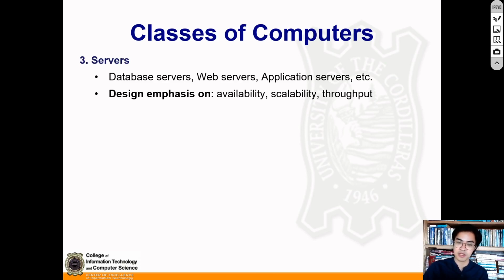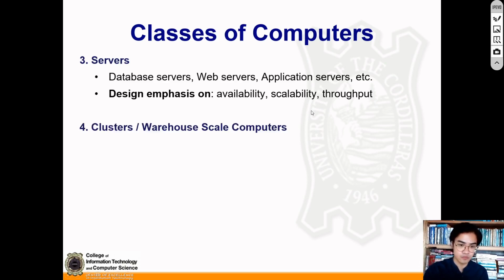So that's scalability. When they design servers, they consider algorithms to manage that. And of course, throughput, the amount of data processed over time. So the amount of clients served over time. Those three are their main focus when they create servers. So you can already see the differences. When you create laptops, you don't really focus on these three. But when you create servers, you have these design emphasis.